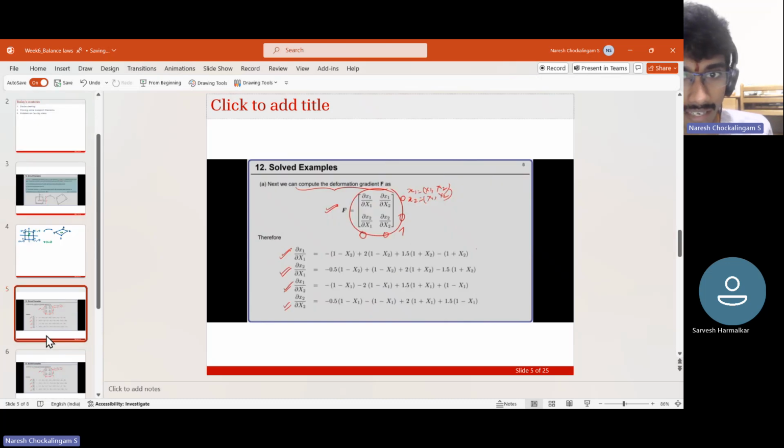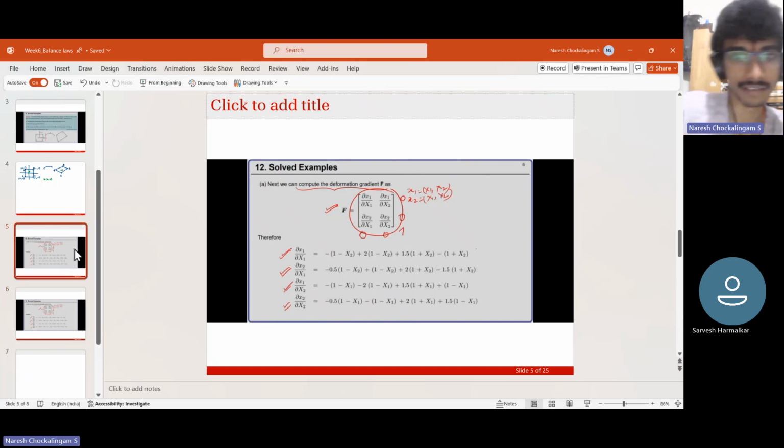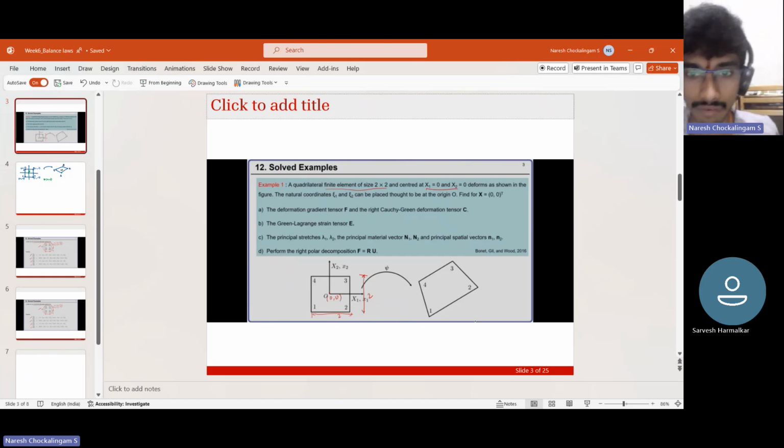Then some more details are given. What is it? Oh, sorry. Could you tell me the coordinates of these points, x1, y1, x2, y2, the nodes 1, 2, 3, 4? Did he write it down here or? Yeah, let me check.